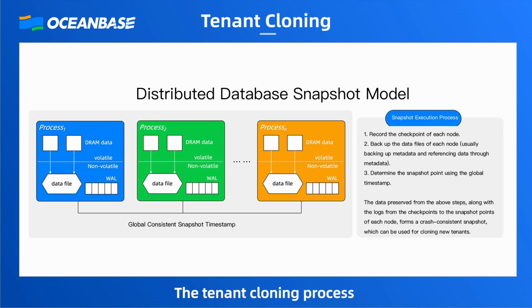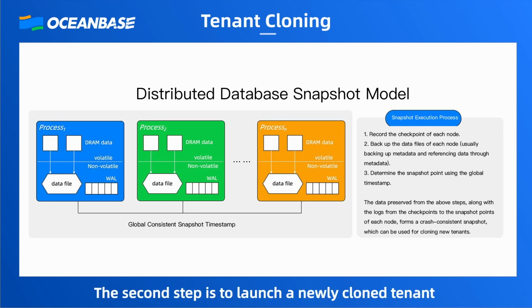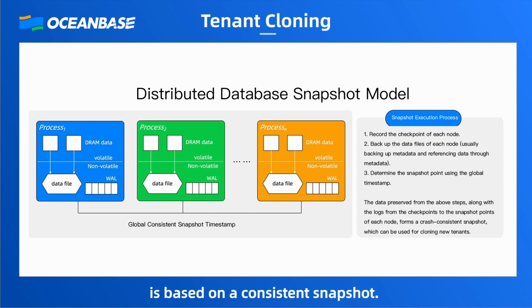The tenant cloning process can be divided into 2 steps. The first step is to create a crash-consistent snapshot of the source tenant. The second step is to launch a newly cloned tenant based on the crash-consistent snapshot. As we can see, the tenant cloning process is based on a consistent snapshot. But how can a crash-consistent snapshot be created in a distributed database with a shared nothing architecture?